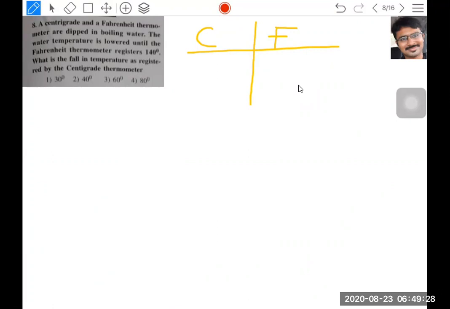So initially both are at boiling point. Boiling point means at first starting they are at boiling point. That is 100 degrees centigrade. Generally water boiling point means 100 degrees centigrade. Fahrenheit means what we know, 212 degrees Fahrenheit. We know these values. This is at boiling point. So centigrade and Fahrenheit thermometers are dipped in boiling water.